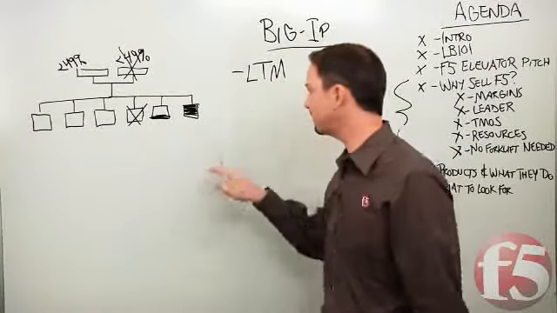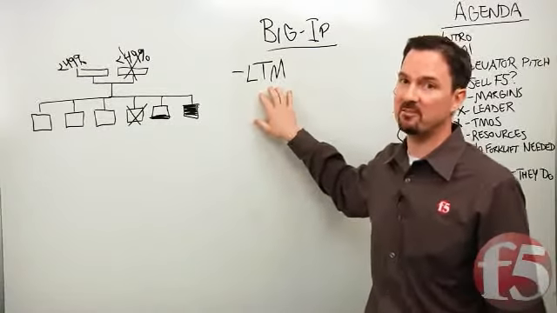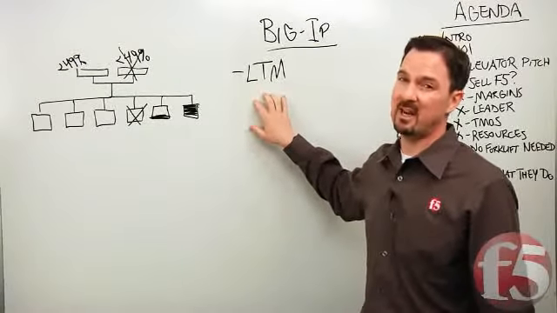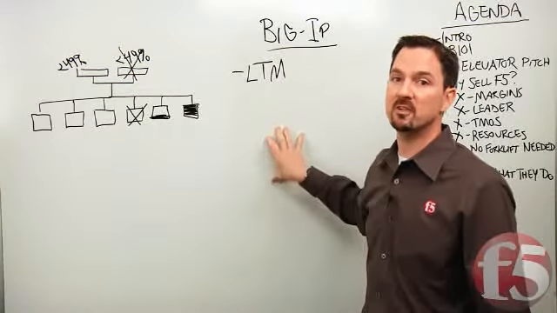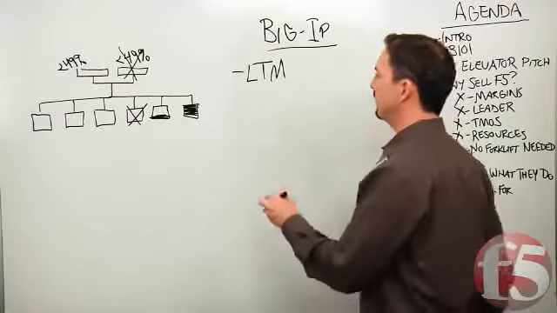So that's the LTM. This is our cash cow. If you're selling F5, you're selling LTM probably 80 to 95% of the time. Essentially, this is a platform that everything else can ride on. So great solution, great product.